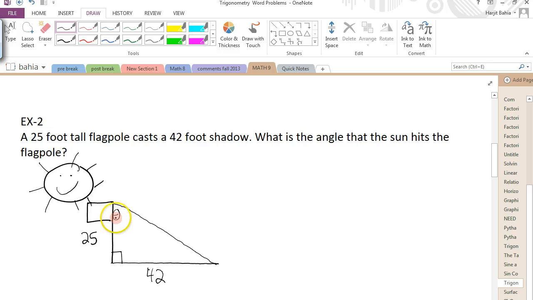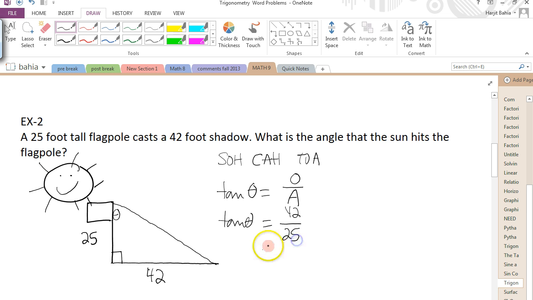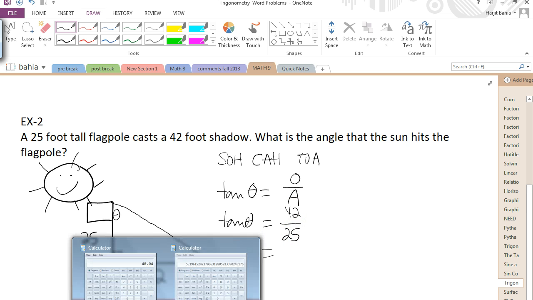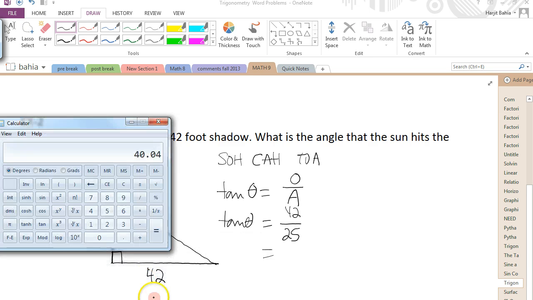From that angle, this side is adjacent, and that is opposite. According to Sohcahtoa, opposite and adjacent is tan. So tan theta is equal to opposite over adjacent. We don't know the theta, so let's just leave it as that. Opposite is 42, adjacent is 25. 42 divided by 25 is 1.68.